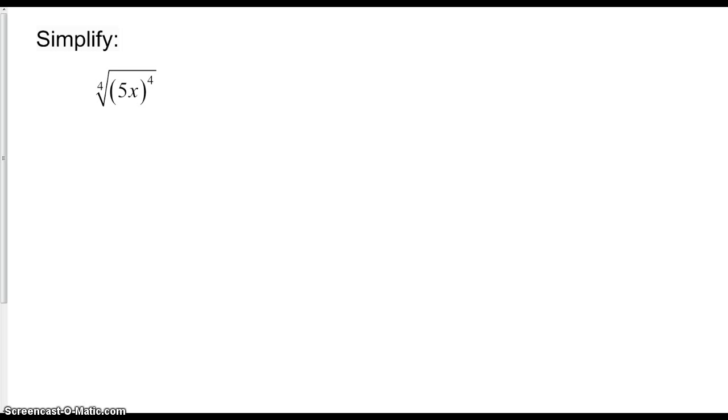Well, if you're using the property that the 4th root and the 4th power cancel and leave a 5x, you're almost correct. The only thing is, this is the dangerous case, right? This is the one where the root is on the outside, not the exponent, and it's even, which means there's a chance of losing the sign information. In fact, if x is negative, when we take it to the 4th power, we're going to lose that. So technically, it's 5 times the absolute value of x, not 5 times x.